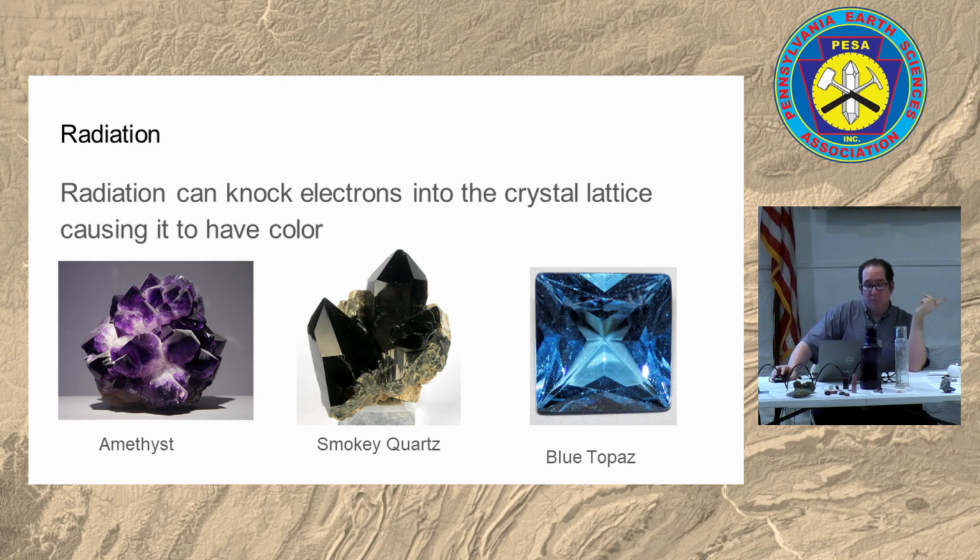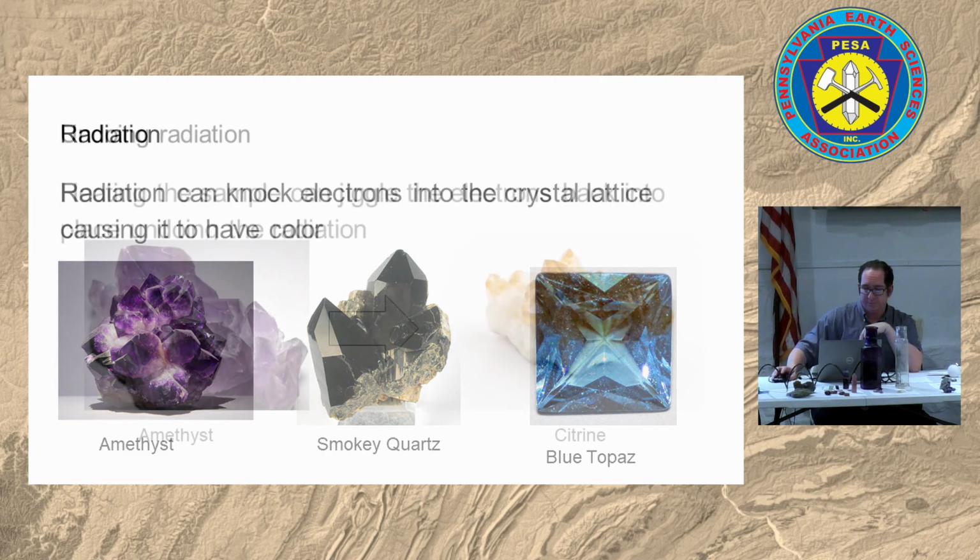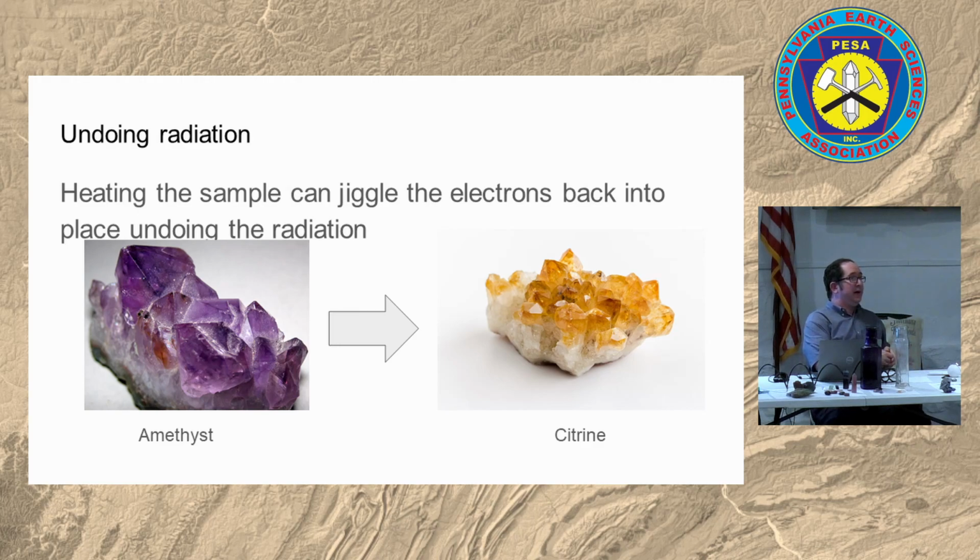Now, we can create color by using radiation to knock electrons around. We can actually reverse it if we want to, though. And all we do to undo the radiation effects is a little bit of heat. Again, the electrons get smacked, they get trapped in the crystal lattice, and if you add a little bit of heat, you can jiggle it. That's all you're doing. You're adding energy of motion to the bonds and the atoms, and that vibration will be enough to let the electrons basically snap back to where they were, undoing the color.